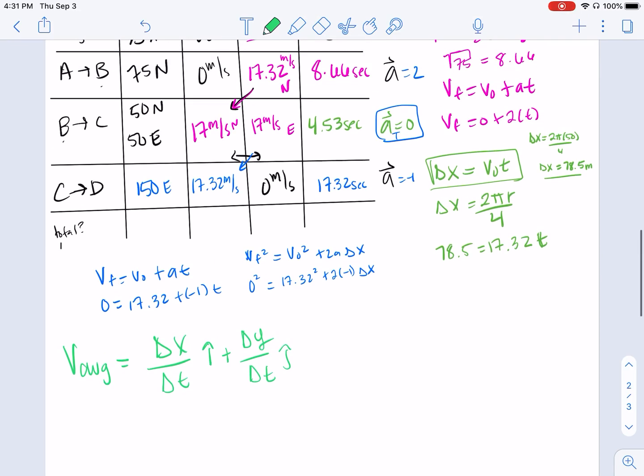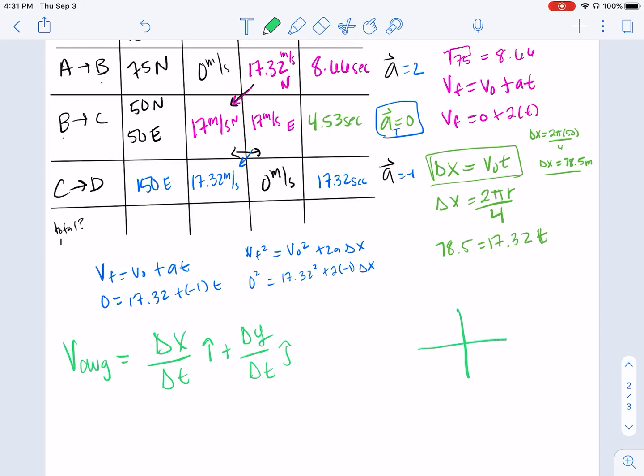So in the x direction, if we think about our coordinate plane, x is east and west. So I want to know everything that was east. So that gives me 50 and 150, which is 200. Y would then be my north to south. So in the y direction, I have 75 and 50, which is 125.